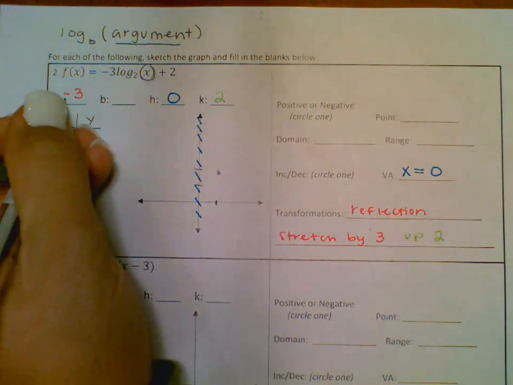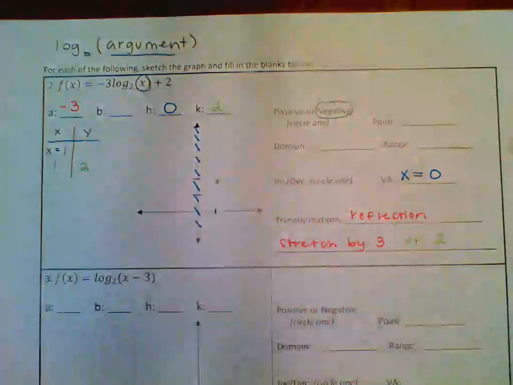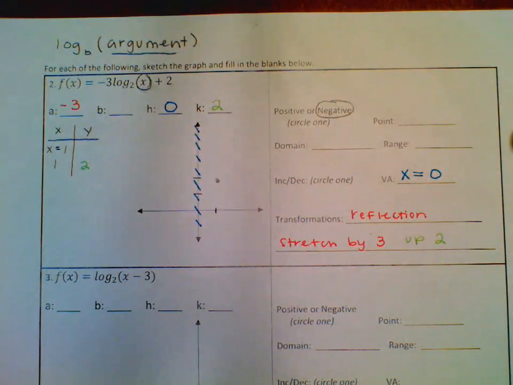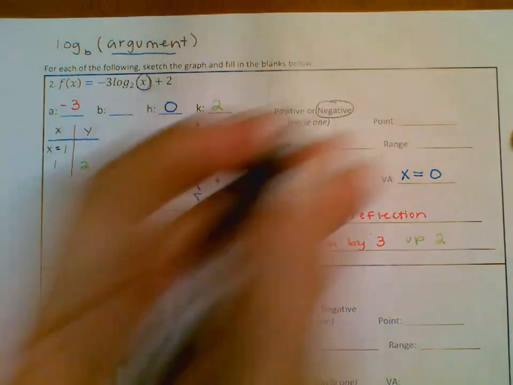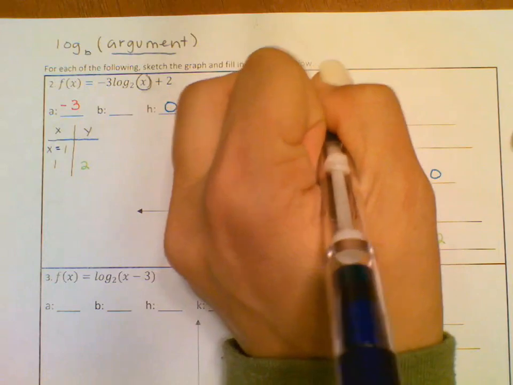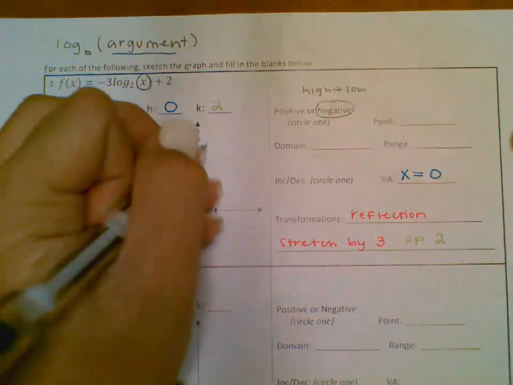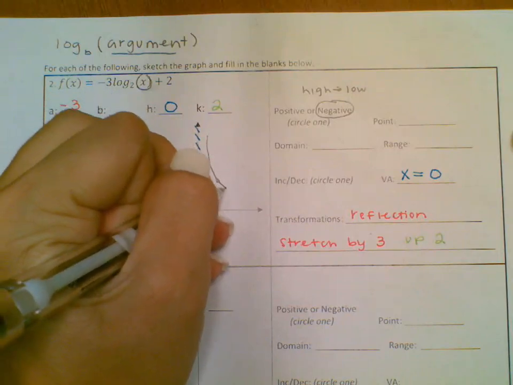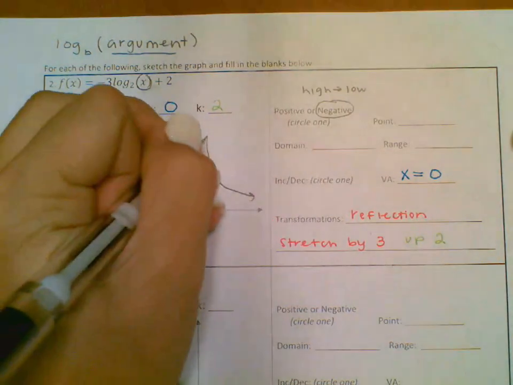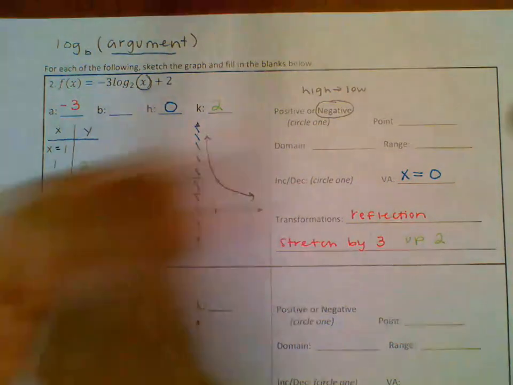And the shape is based on your positive or negative. This graph is negative because the a value is negative. It is a reflection. So this will go from high to low. Essentially, it ends going down. So that's the reflection. From high to low. My point was 1, 2.